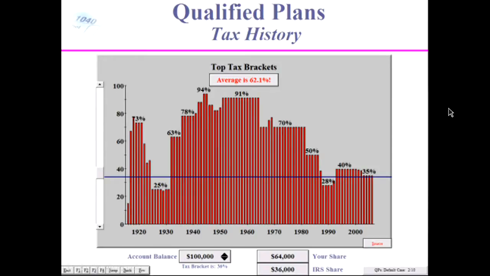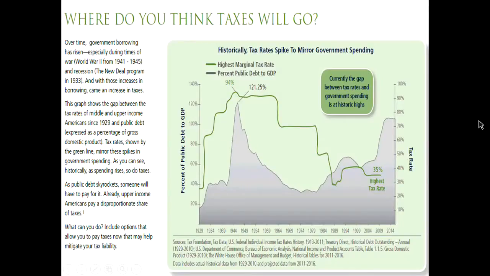Well, folks, I got some bad news for you. This next slide right here shows us where taxes are going. If you can see the gray area, that gray represents what the government spending is, or what the government debt is. And you can notice that this green line mirrors very closely to where the government spending or public debt is. Back here in World War II, you can see the government debt or the public spending was about 121.25%, and taxes were at 94%.